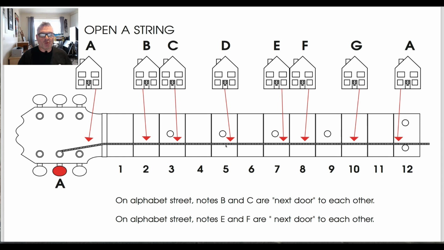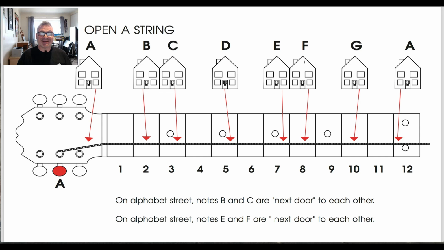We want your thinking to be super efficient when it comes to learning the notes on the fretboard. Right, so B and C are next to each other. In between C and D, there is a gap. Just accept it. There's a gap. So we're thinking about these notes. These are the natural notes.